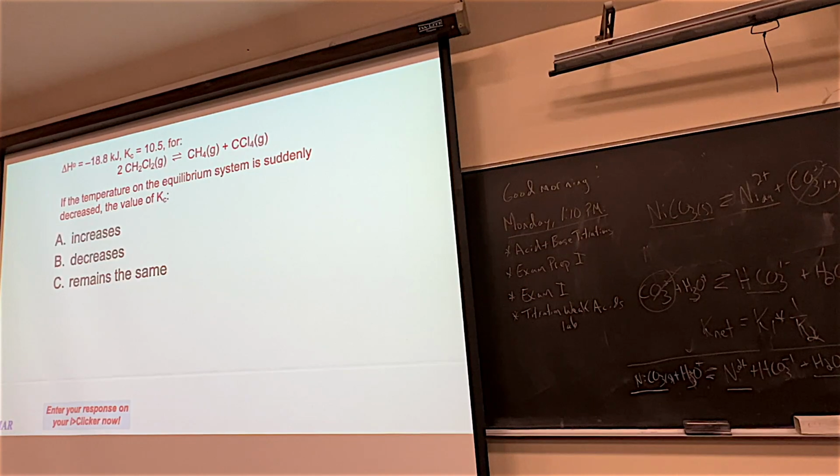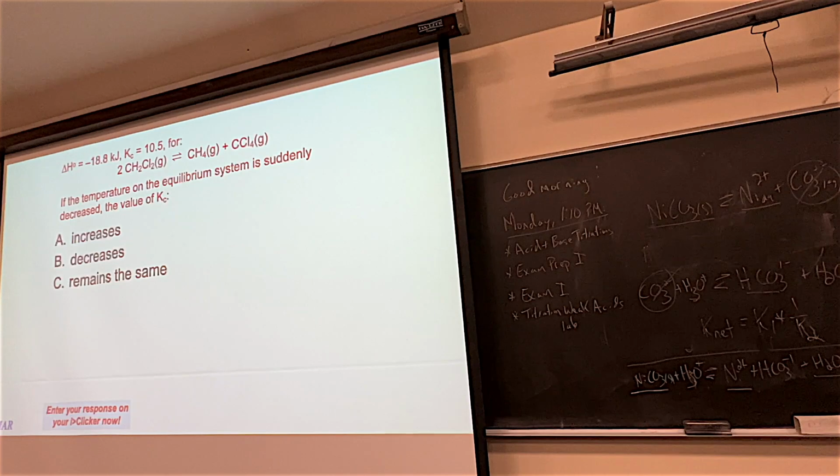Exothermic and negative delta H go together. Why that's important is that it means heat is going to be a product. For Le Chatelier's principle, when it comes to temperature questions, you have to know if heat is going to be a product or a reactant. So negative delta H means exothermic, and exothermic means heat is going to be a product.